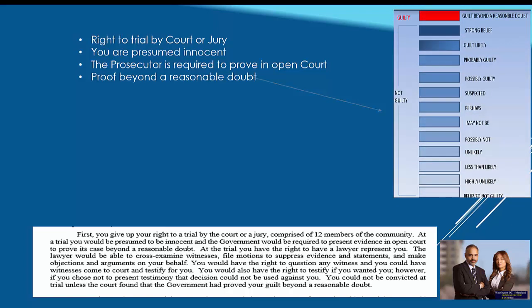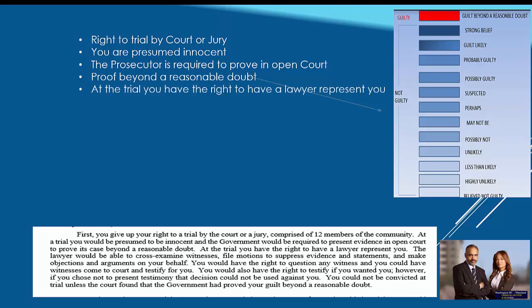Some judges allow it, some do not. But you can kind of see where the factors go, and you say, no, that's not reasonable doubt. These are the factors considered: perhaps suspected, possibly guilty, probably guilty, guilty likely. That's not reasonable doubt. So at the top, you can see reasonable doubt. Remember, they have to prove in open court that you committed the crime beyond a reasonable doubt.